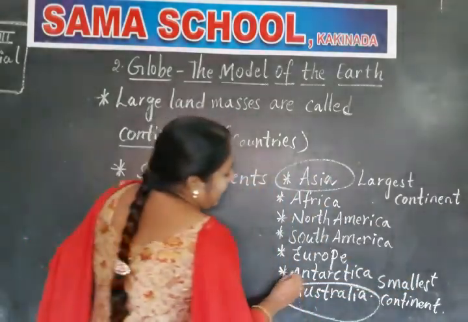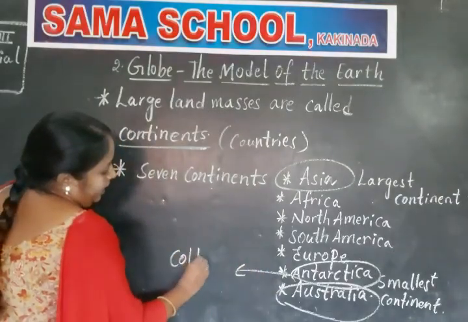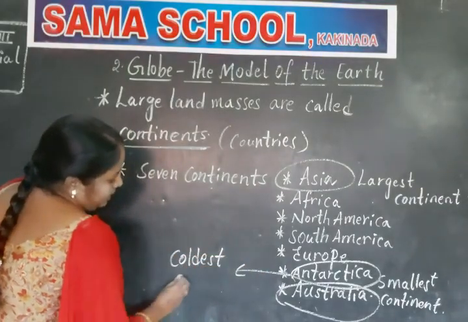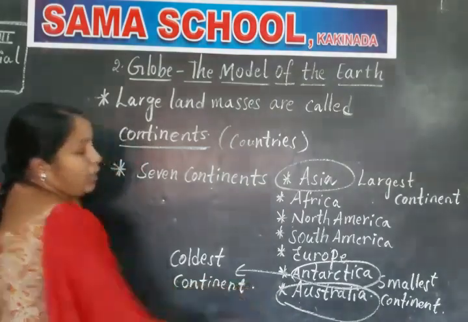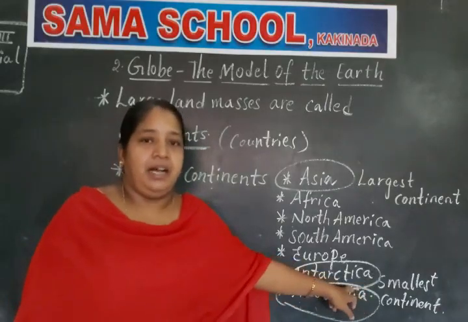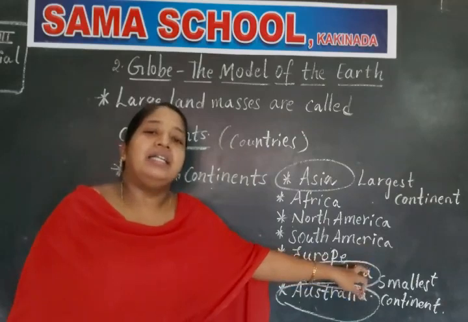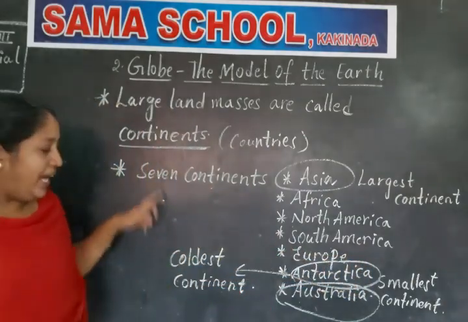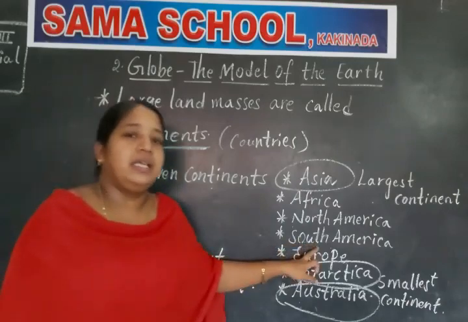And Antarctica is the coldest continent. In Antarctica, the climate is very cold and human life is very less in Antarctica. There is no human life or very little human life on the Antarctica continent because it is one of the coldest continents.